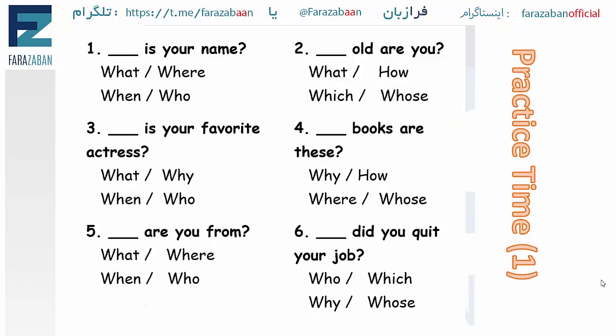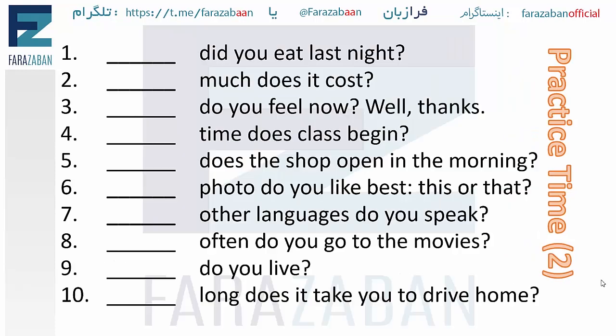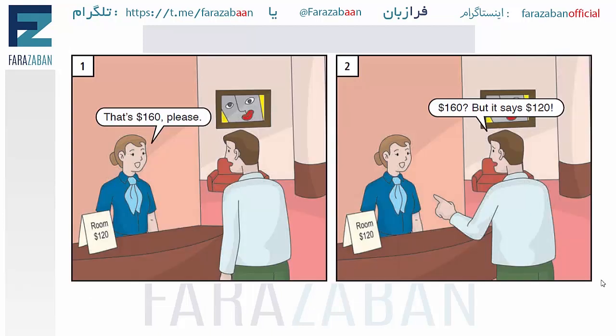Now, practice time. You have 6 questions. Please read the question and choose the correct WH word for it. جواب‌ها رو توی قسمت کامنت ها حتما برای من با عنوان تمرین شماره 1 بنویسید. There's another practice for you. Read the questions and write the correct WH word. اینا هم با تمرین شماره 2 توی قسمت کامنت ها برای من کامنت کنید. That's so easy. فقط کافیه WH word رو با توجه به سوال برای من بنویسید.